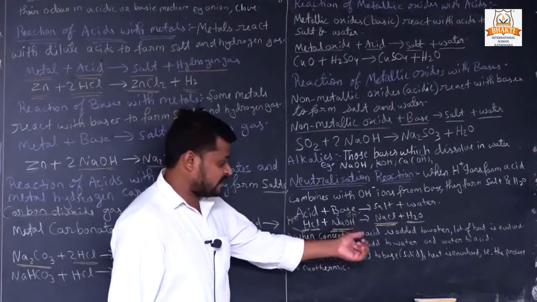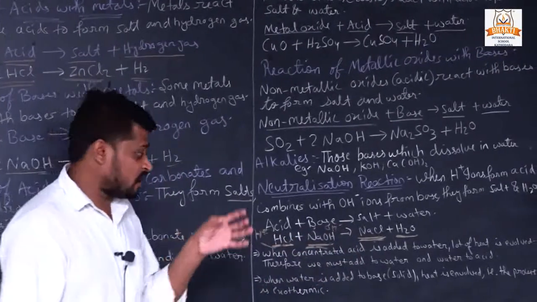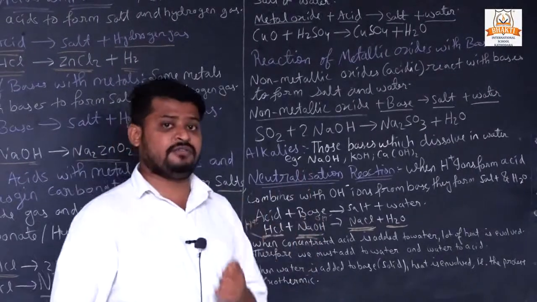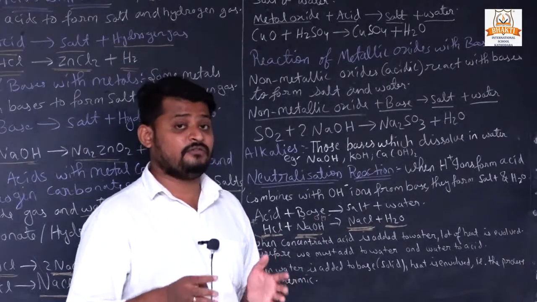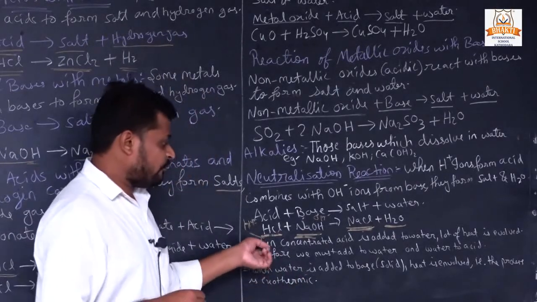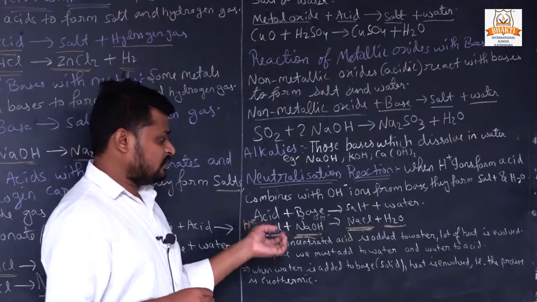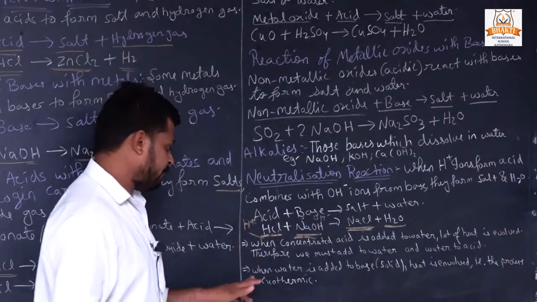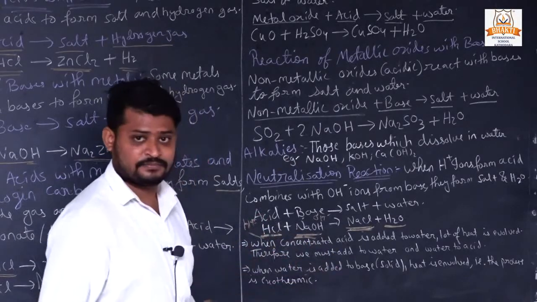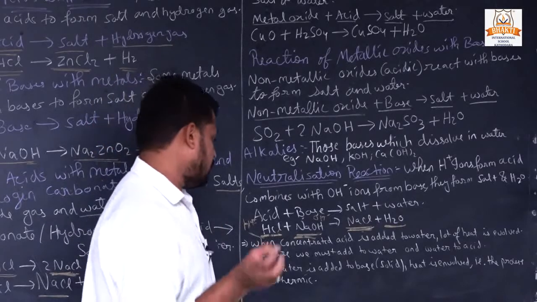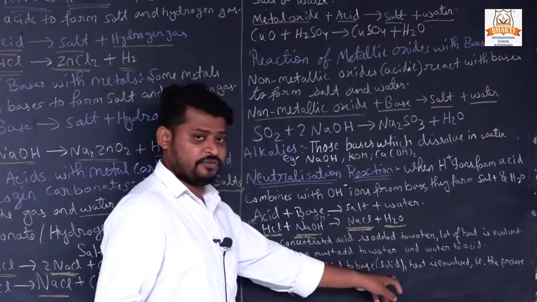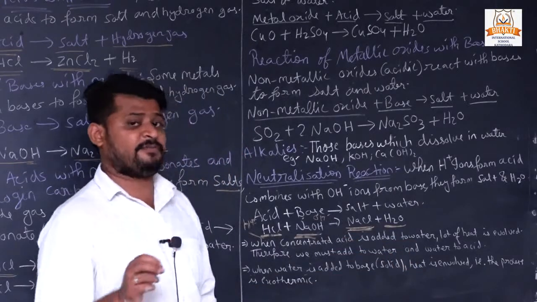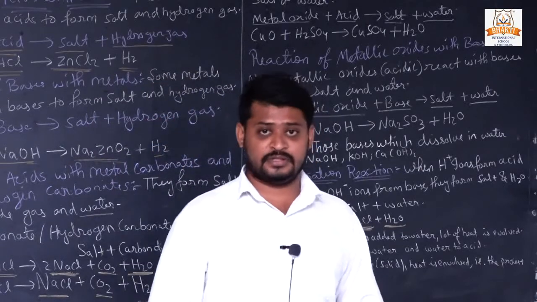When concentrated acid is added to water, a lot of heat is evolved, meaning so much heat will be released. If we add acid to water or water to acid, heat will be evolved. When water is added to a solid base, heat is evolved. The process is exothermic, and this type of process is called an exothermic process.